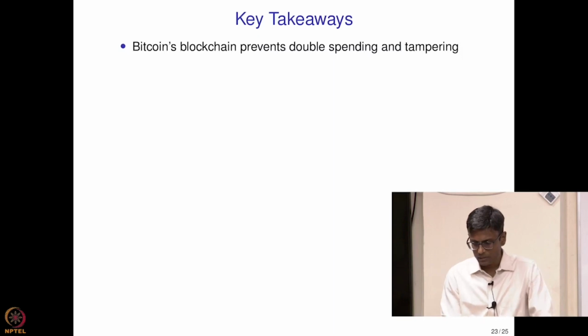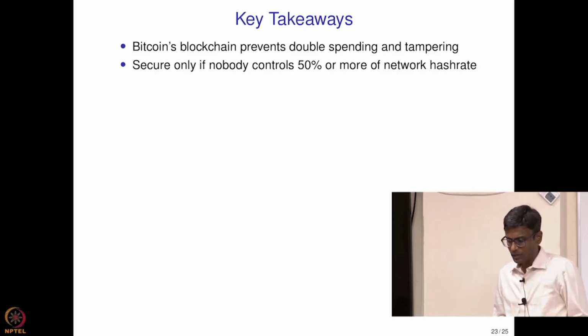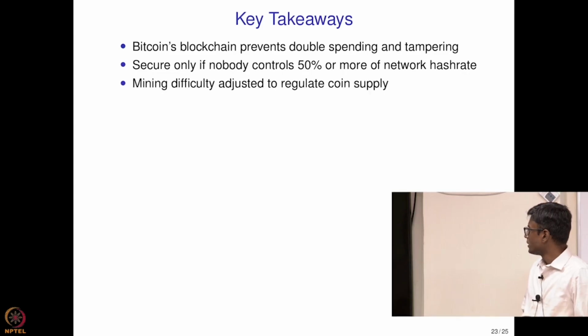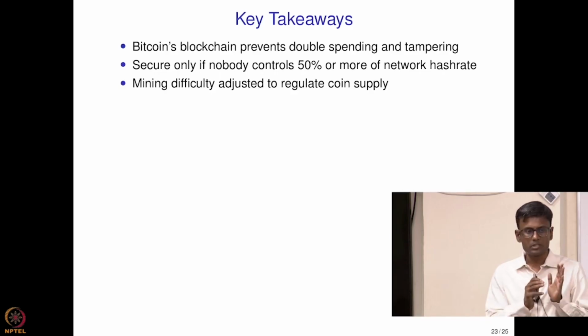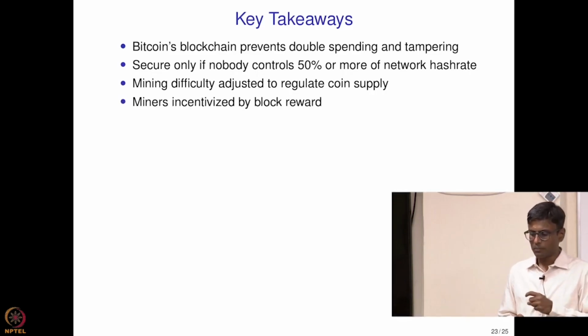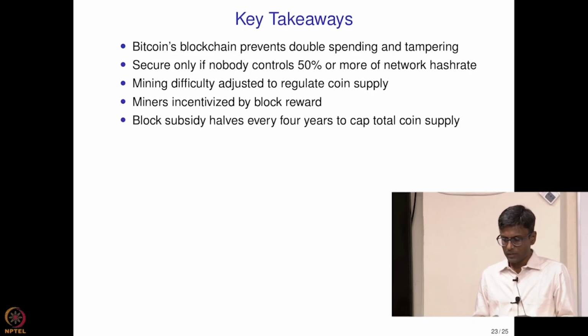So the key takeaways are: Bitcoin's blockchain prevents double spending and tampering. It is secure only if nobody controls 50% or more of the network hash rate. And mining difficulty is adjusted to regulate coin supply. So the coin supply is how many Bitcoins per block, what is the interblock time. So you keep changing the mining difficulty to target an interblock time of 10 minutes. And the miners are incentivized by the block reward. So they want to keep mining because they get those Bitcoins per block, 6.25 currently. And the block subsidy becomes half every 4 years to cap the total coin supply to about 21 million.